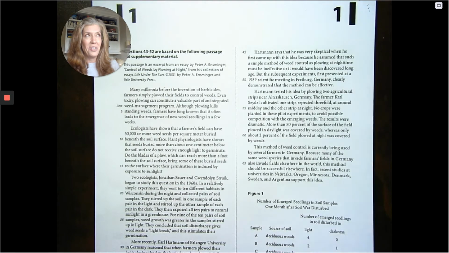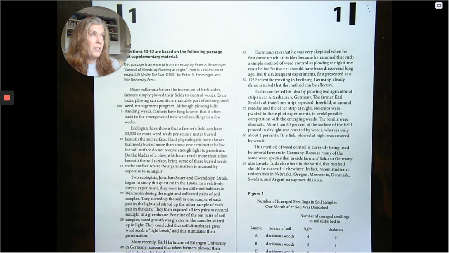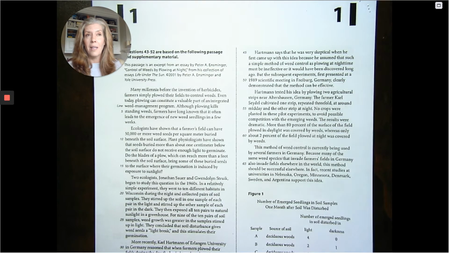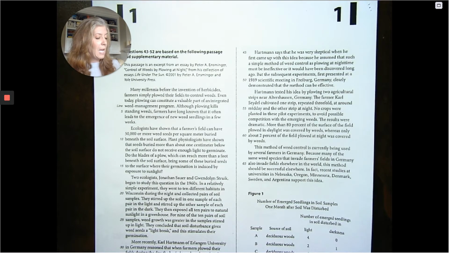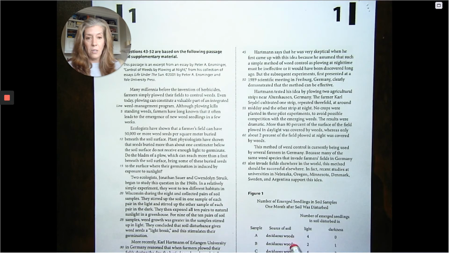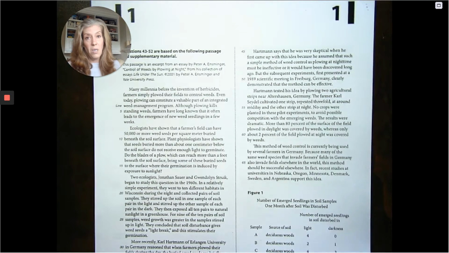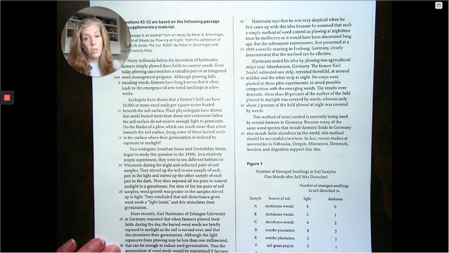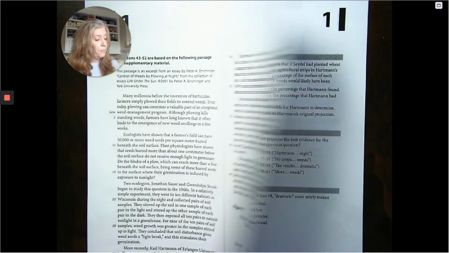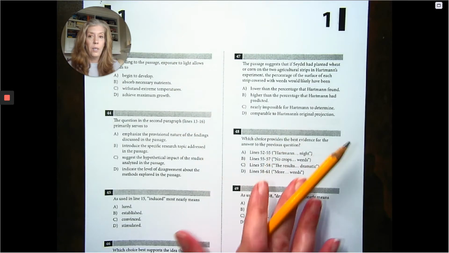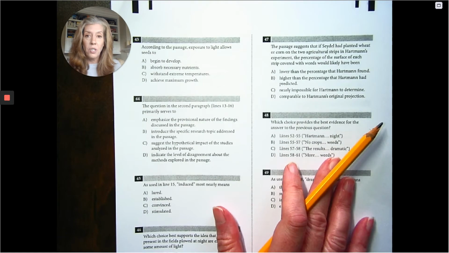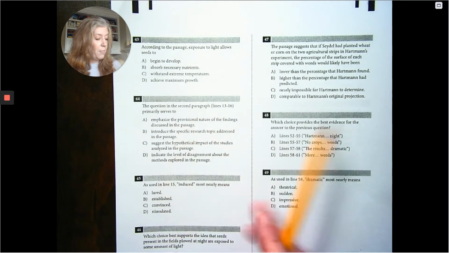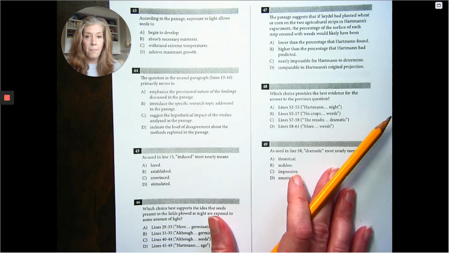As I mentioned, there are 9 most nearly means on every SAT test, and I think we've seen 7. Do you think it's been 7? And I know that because there's a figure, as you remember from previously, there's going to be at least 1, 2, maybe 3 questions about that. So let's have a look at what some of the questions are. According to the passage, that's factual. The question in the second paragraph primarily serves to, that's theme.